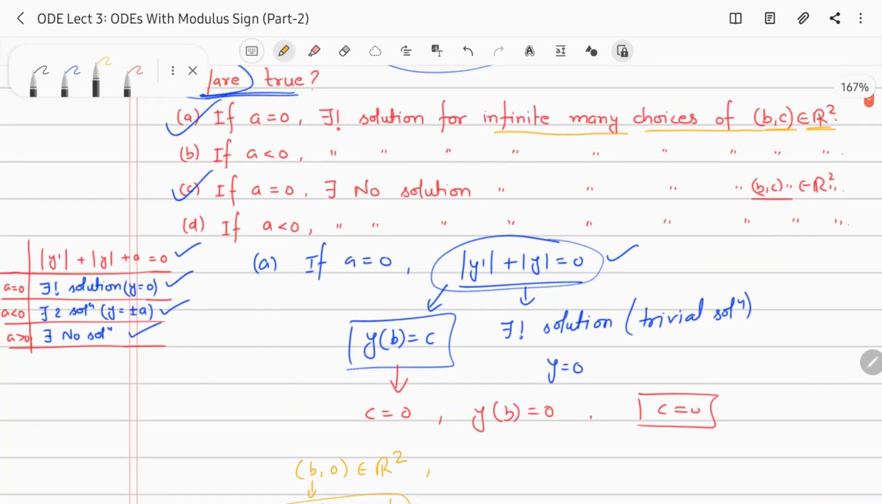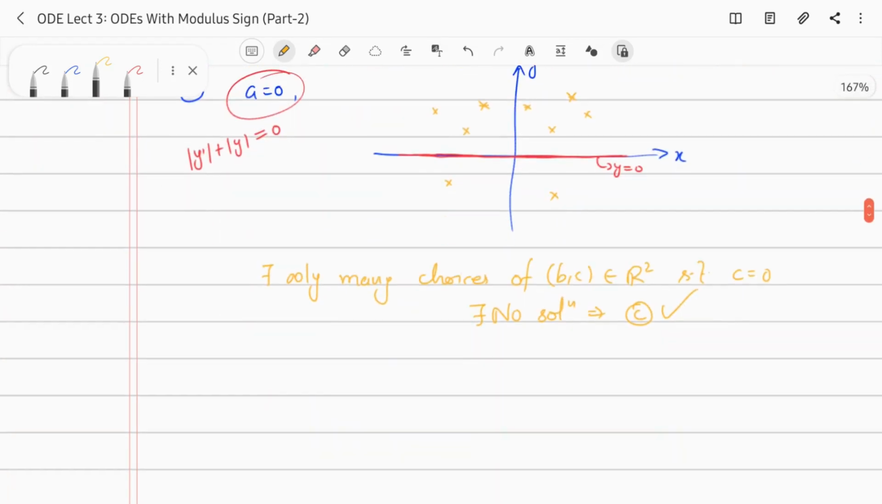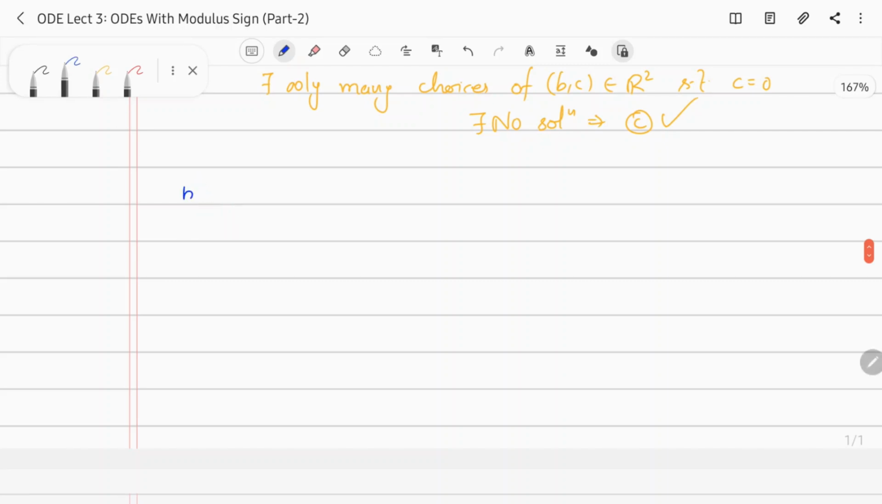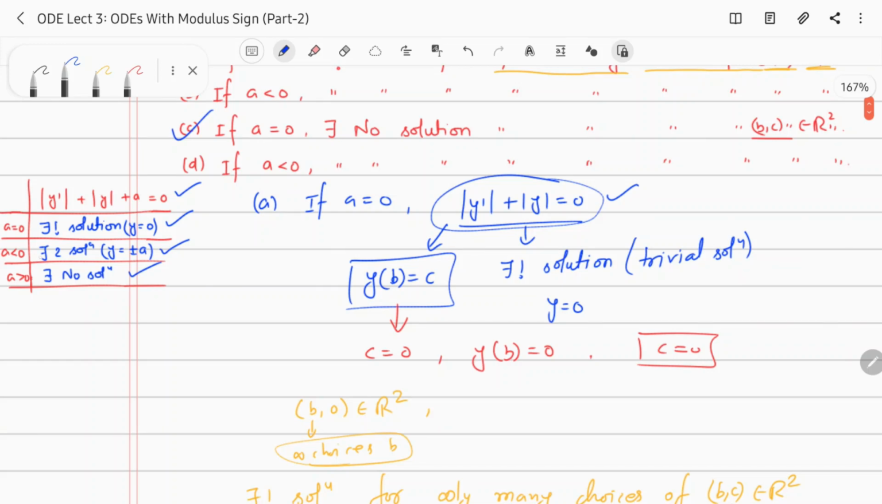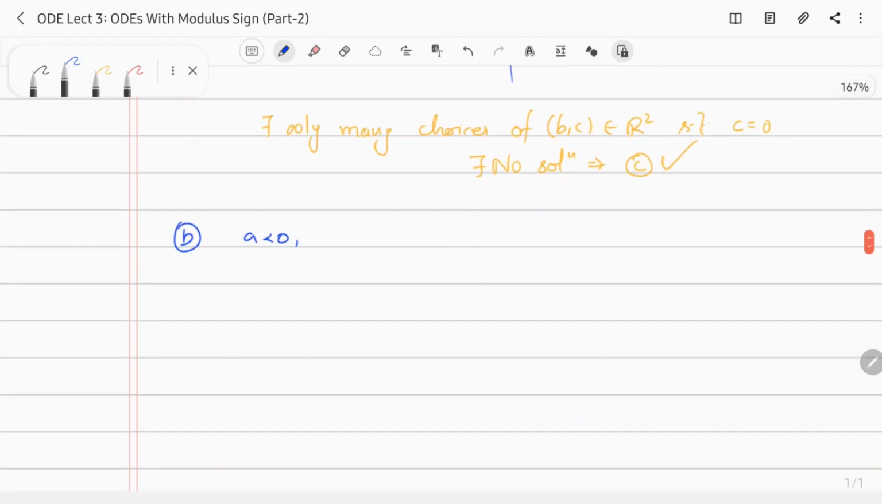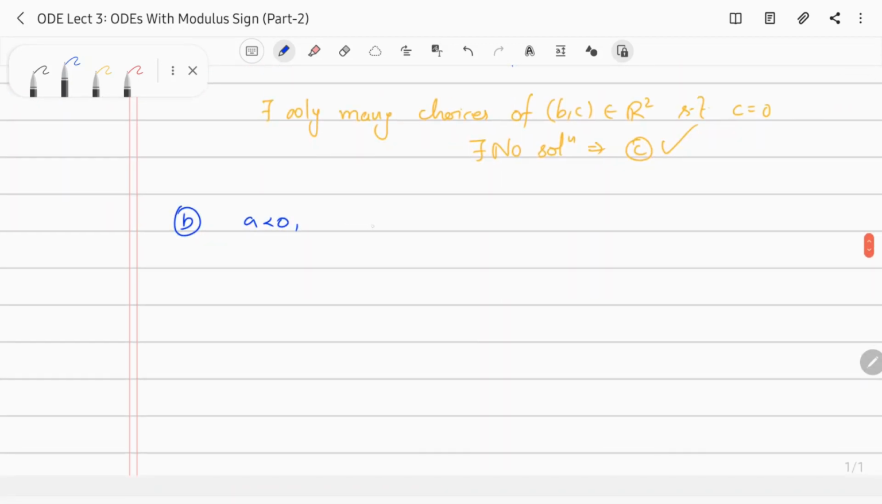Okay, so two options we have seen. Now let us come to options B and D. In option B, we have A less than 0, right? If I'm taking A less than 0, then in the last video, ODE lecture 2, we have seen that there exist two solutions. What are those two solutions? y equal to plus minus A, right? So in that case, we have two solutions, and those are y equal to plus minus A.